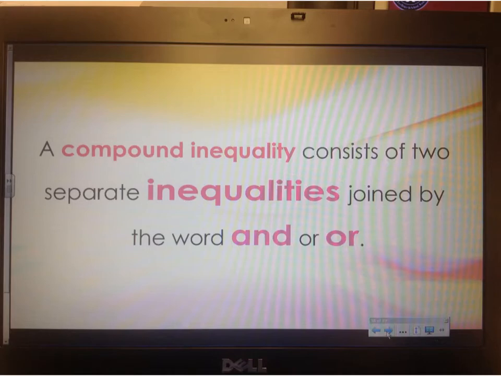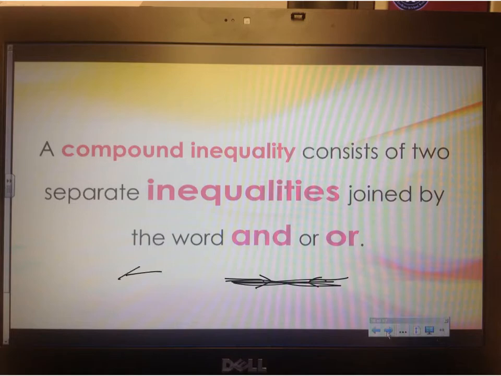Make sure you fill this in your notes. It says a compound inequality consists of two separate inequalities joined by the word and or. And today we're going to be focusing on and. We'll get to or tomorrow, but today everything is going to be and. When you think of the word and when you're graphing inequalities, you have one arrow going this way and one arrow going this way, and where they overlap is going to be the solution.